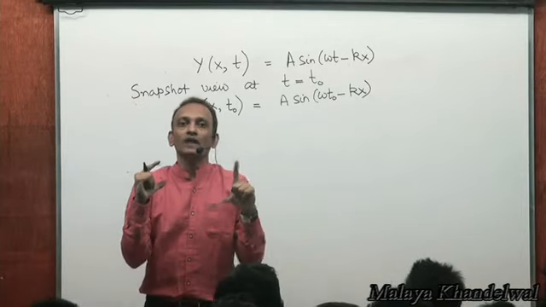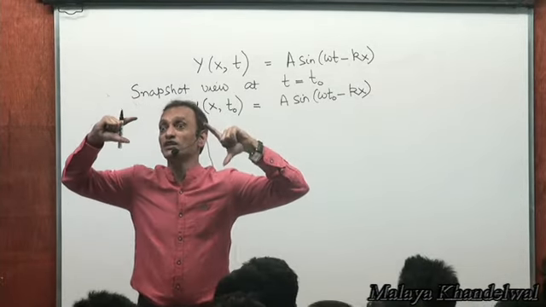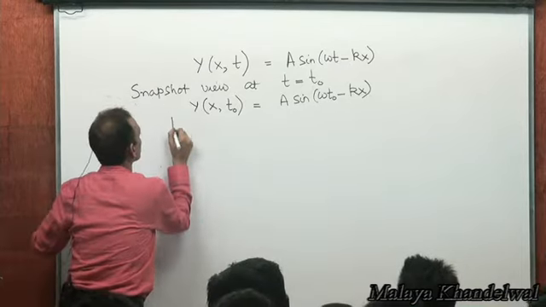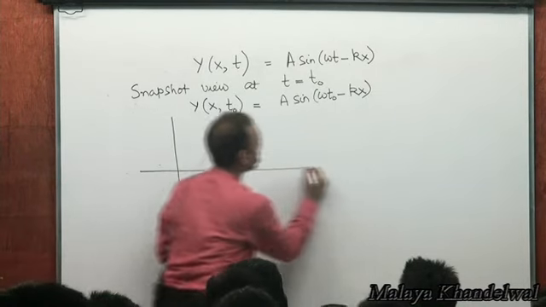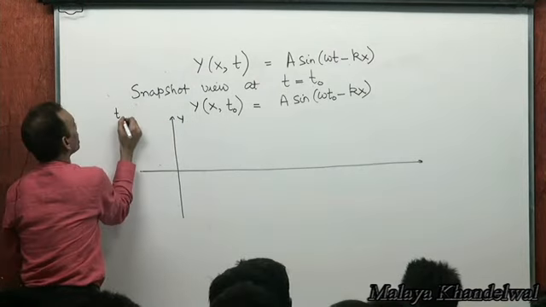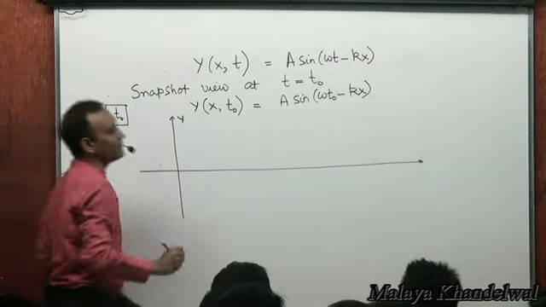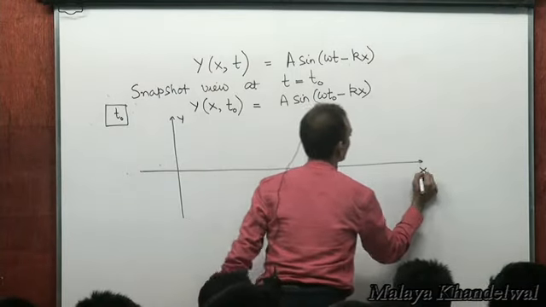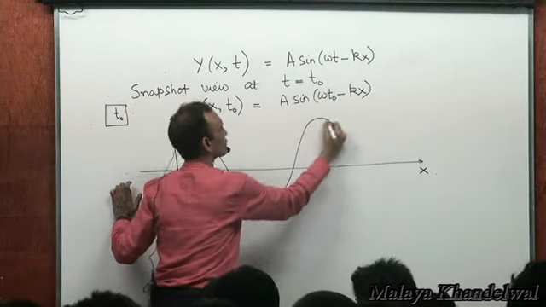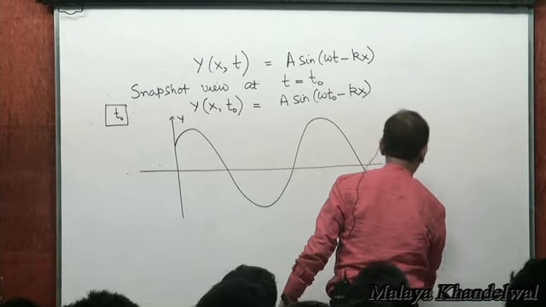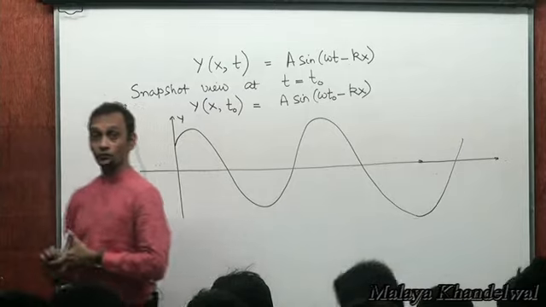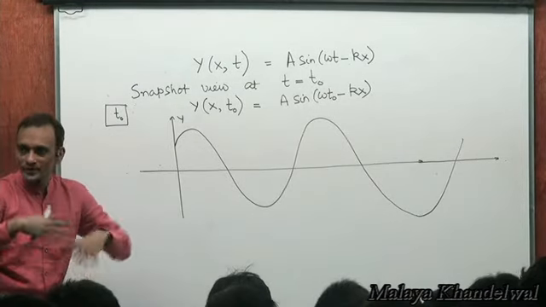Then I'll get displacement of particles at various values of x at a given instant of time, t naught, right? Say I was successful in clicking the picture of the displacements y of various particles. So the snapshot view then turns out to be a sine curve at time t naught. This is all the displacement of various particles at an instant of time, t naught, for various values of x. It turns out to be a sine curve.